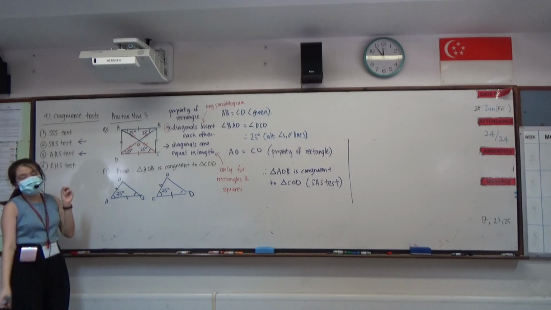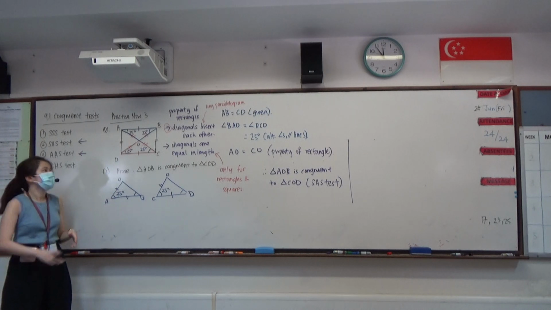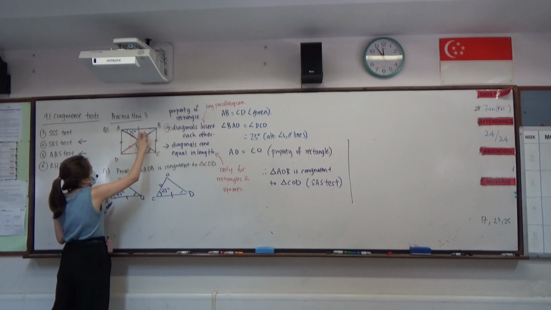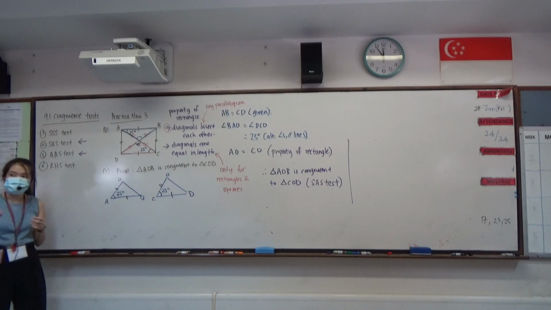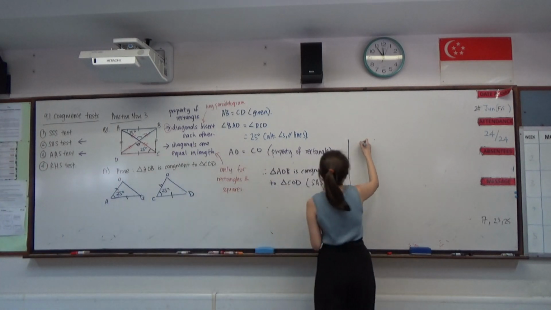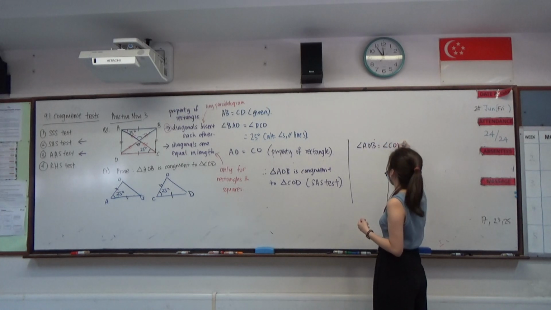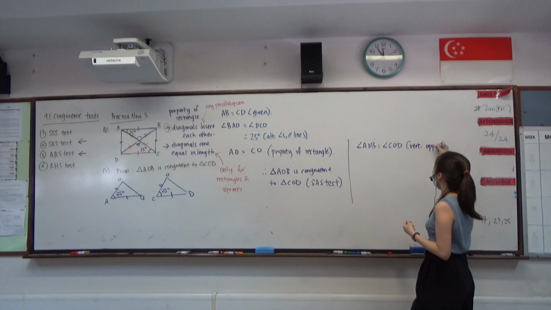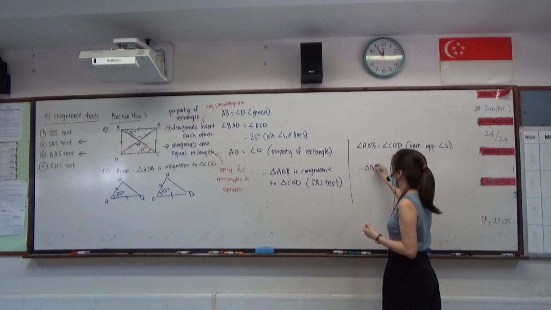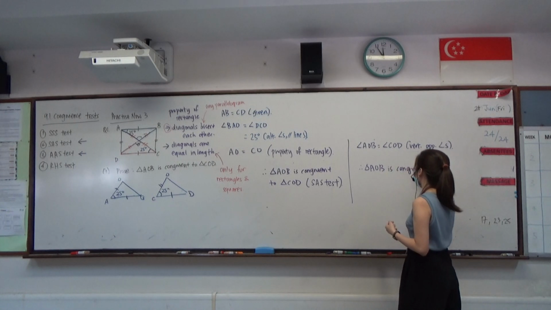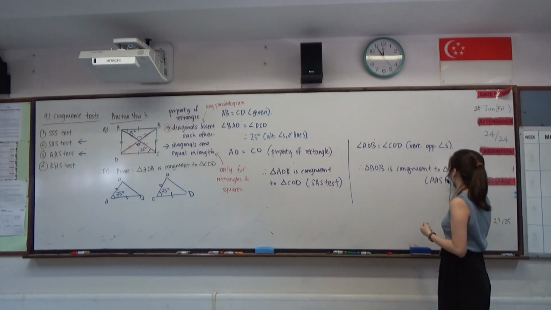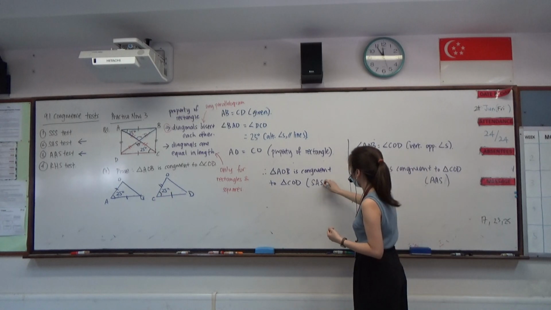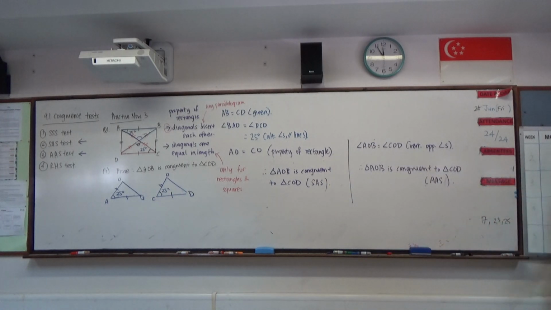But if I want to shorten the answer and still use the AAS test, I can actually say that these two angles are equal. And why would they be equal? Yes, we can say vertically opposite angles, right? So that may actually be shorter. In a rectangle, there are many ways for us to prove it.